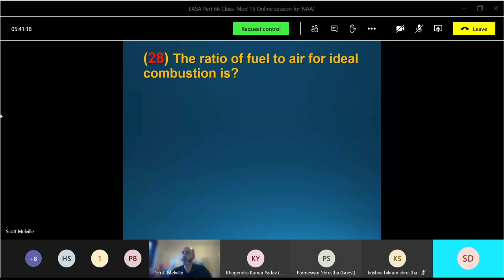The ratio of fuel to air for ideal combustion is 15:1 by weight. I've changed the question, I've put fuel to air, so it'll be 1 to 15. They shouldn't do that in the exam, but just in case, make sure you know which way the numbers are. It still means the same thing, 1 part fuel to 15 parts air by weight. If I reworded the question to air to fuel, it'd be 15:1. Still the same ratio, I've just flipped it about a bit. It's always by weight.